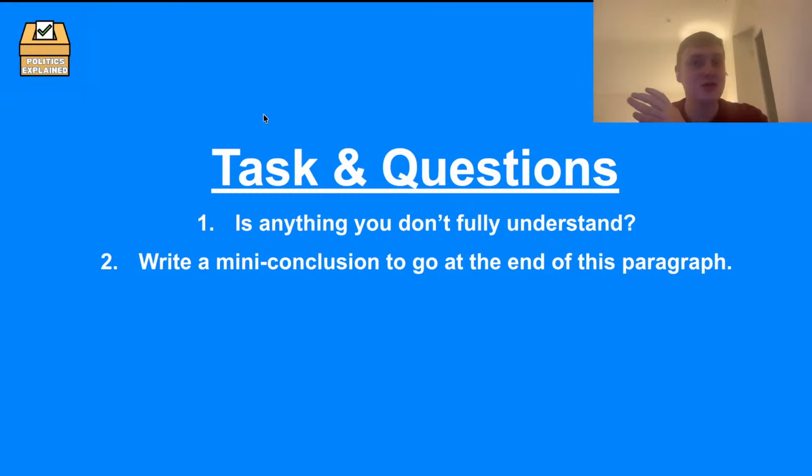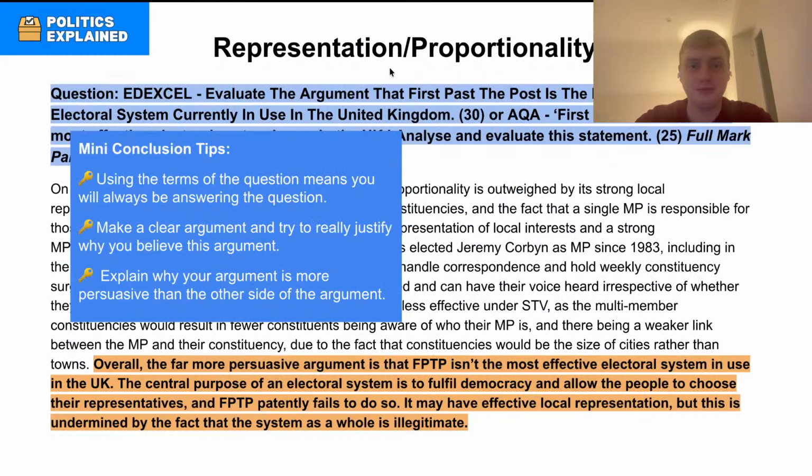Okay, brilliant. If you're watching the recording, have a go at writing a mini conclusion to go at the end of that paragraph. Download the supplementary notes that go with this webinar, completely free, and give it a go. And we're now going to have a look at an example I've got of one.